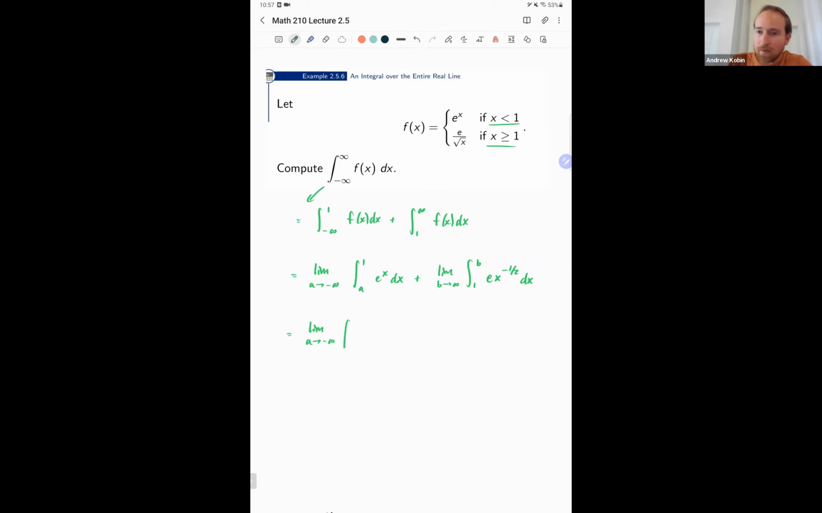So I'm going to evaluate both of these and try to evaluate the integrals first, and then try to evaluate the limits if I can. e^x dx has antiderivative e to the x, and we'll evaluate from a to 1.